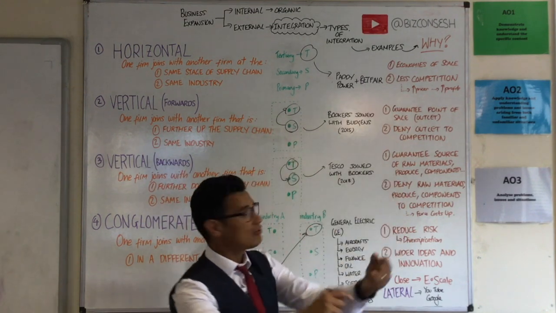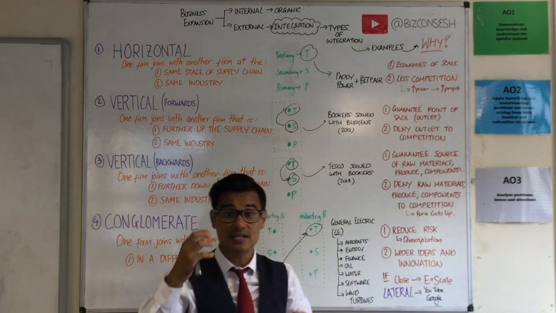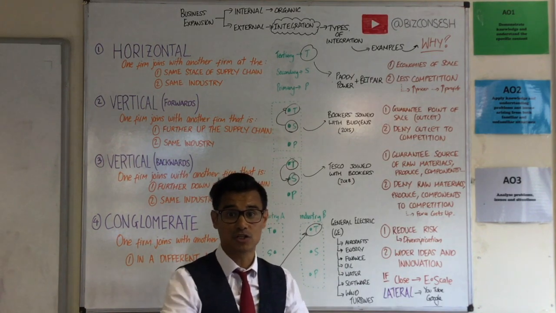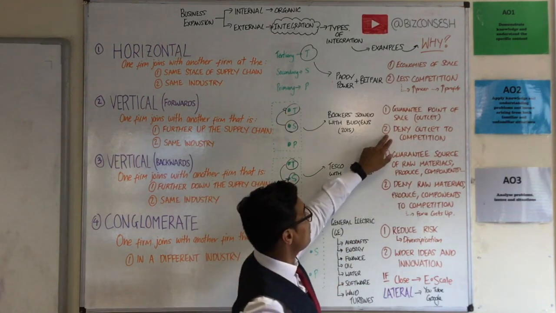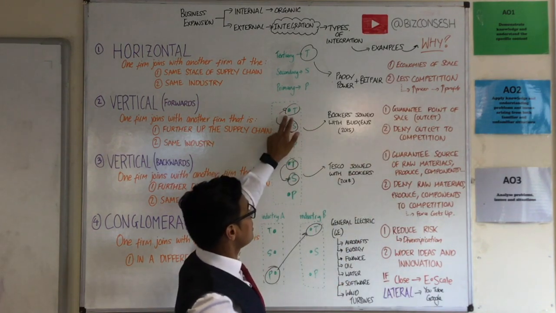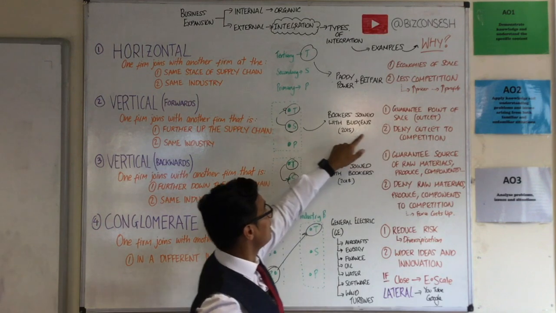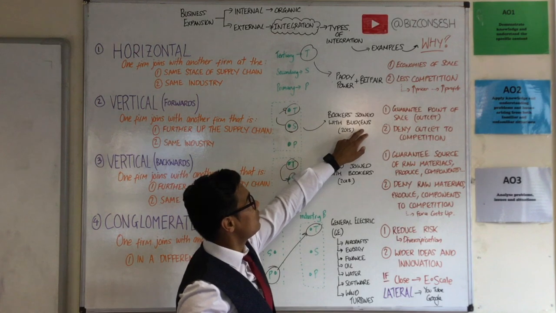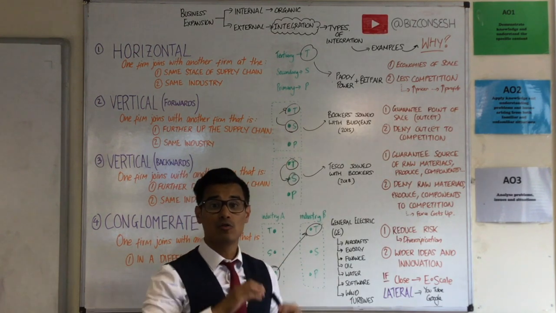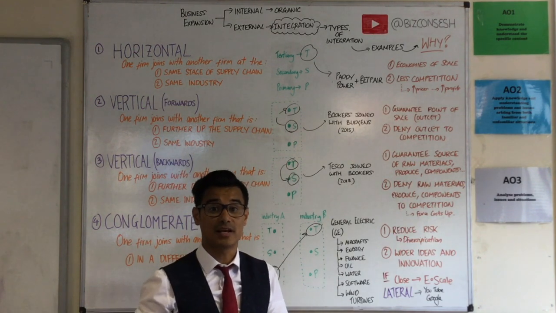Why did Booker's do that? Well, one, they guaranteed a point of sale. They guaranteed making the sales of Booker's to Budgens. And they guaranteed a point of sale being the outlet that they've got. And number two, by guaranteeing that sale, now they can deny the competition.